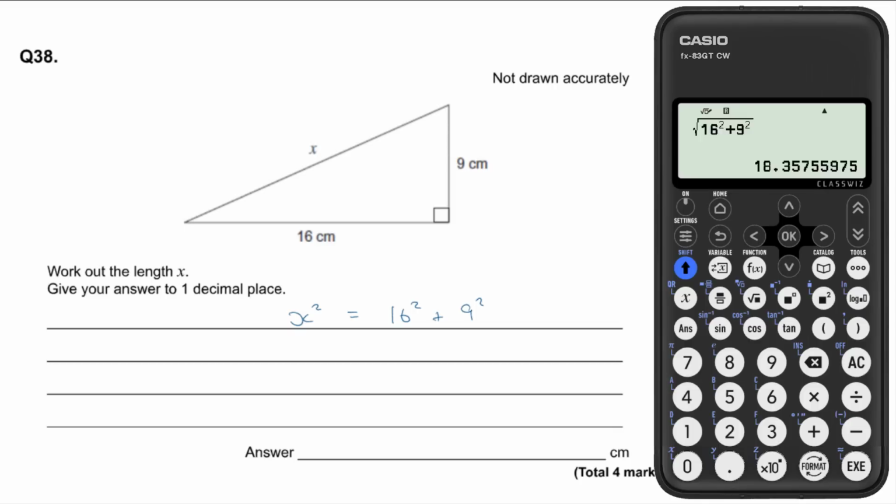I'm going to have to round up if I want to go to 1 decimal place after the 3. Next digit's a 5, which means I need to round up. So my 18.3 is going to round up to 18.4. Okay, that's my final answer.